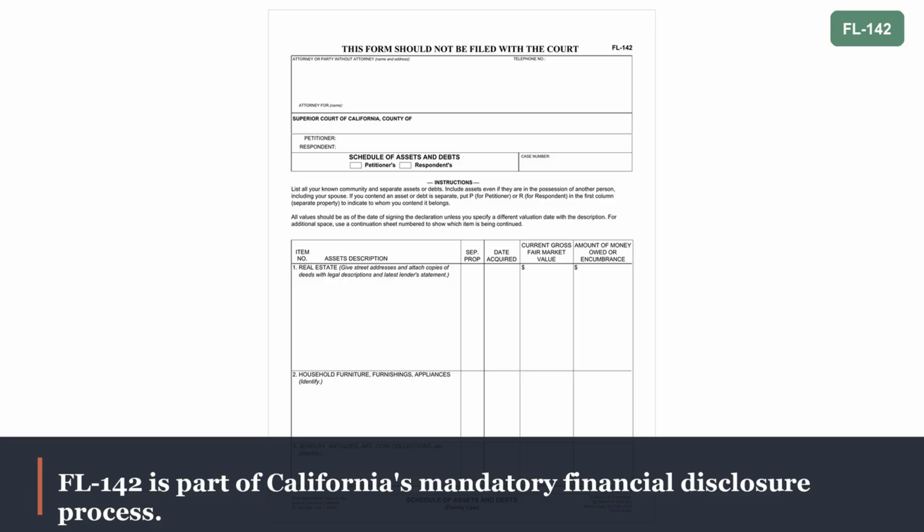Here's something a lot of people don't expect. FL-142 is generally exchanged directly between spouses rather than filed with the court. What typically does get filed is a separate declaration confirming that disclosure was served, along with proof of service. Practices can vary by county, so confirm exactly what your court requires with its self-help center.